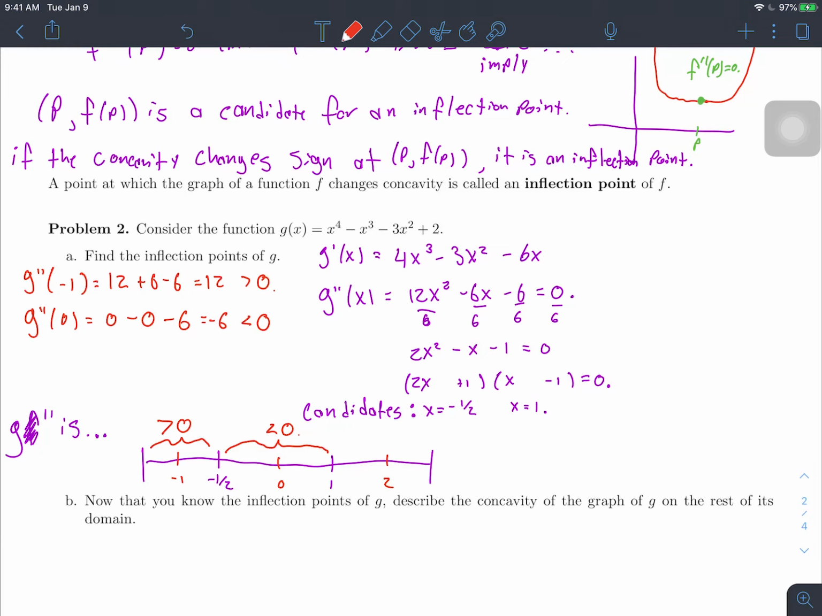Now, in the last interval, we'll try g double prime of 2. We'll get 12 times 2 squared. That's 12 times 4. We'll get 48. Minus 6 times 2, that's 12. Minus 6, that's 48 minus 18, which is 30. Larger than 0 again.